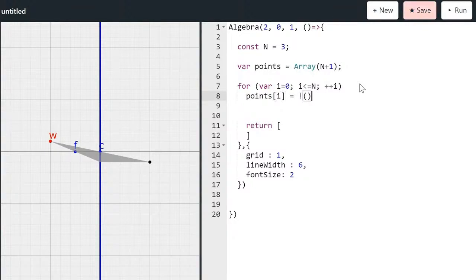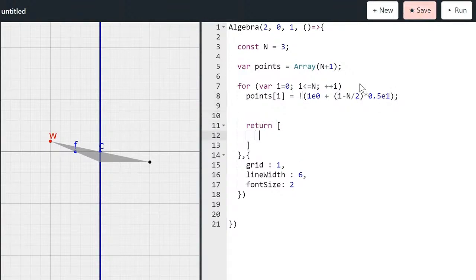And again, this is the robot arm example, so we use the dual construction to create our points. Let's do I minus n over 2. And let's put them 50 centimeters apart, so that would be 0.5 E1. Let's see what we got.